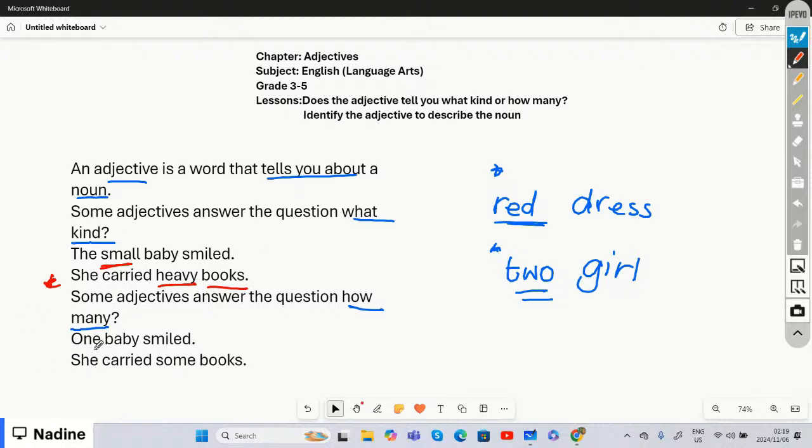The first one says one baby smiled, so which means that one baby, how many? One. And the second one says she carried some books. And we can say she carried some books. Some books.